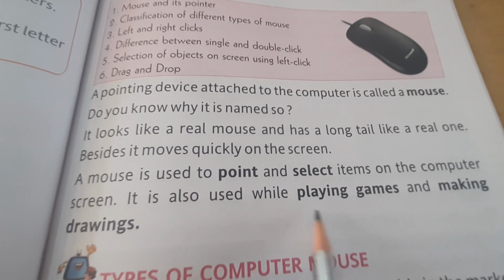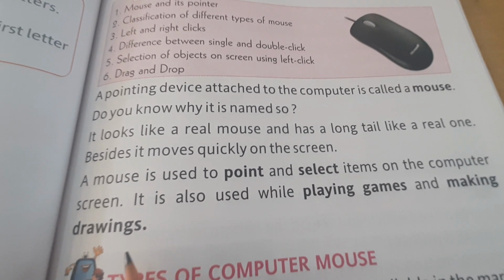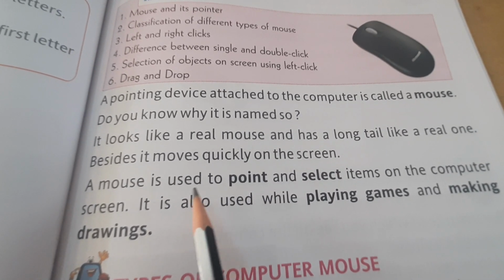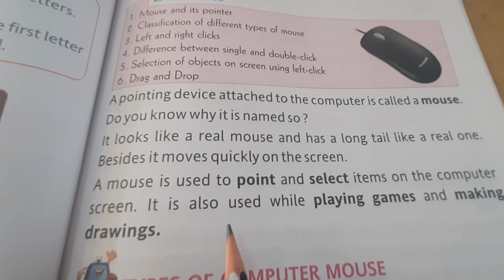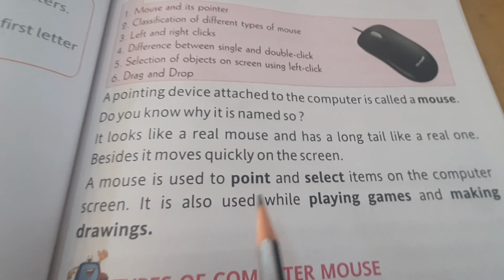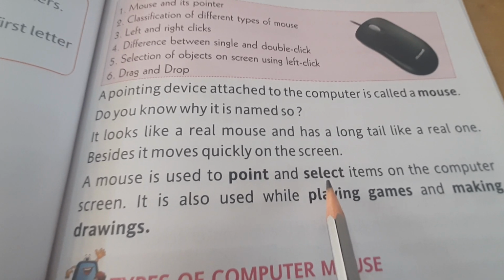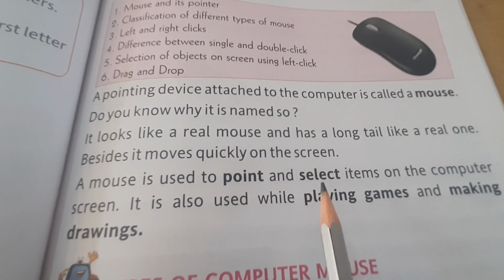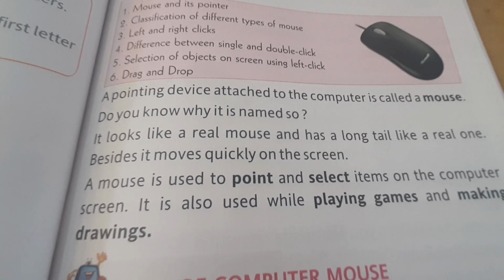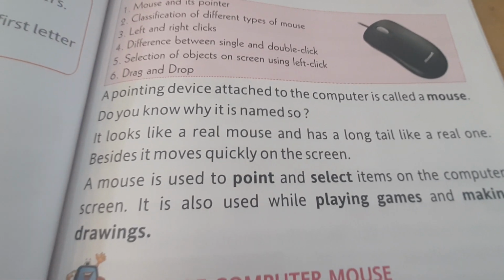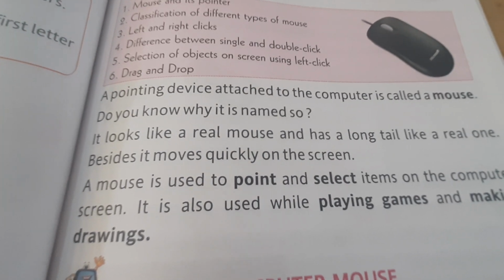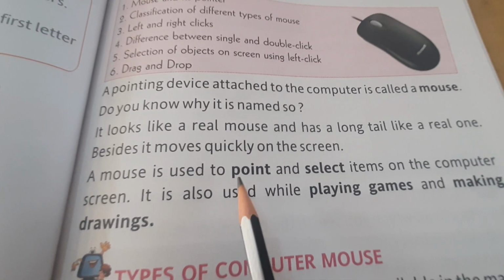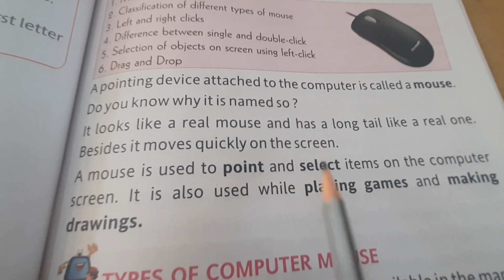It is also used while playing games and making drawings. We can use the mouse for pointing. We can take the cursor, the pointer, there, and we can select the items. When we click on it, the item will be selected. It can be selected for opening, for cutting, pasting, copying. For various purposes it can be selected. So we can use it for pointing and selecting.